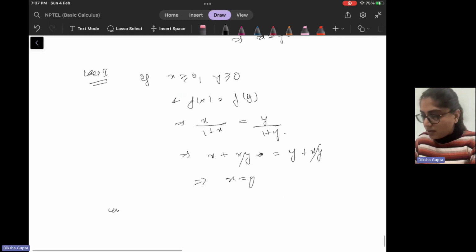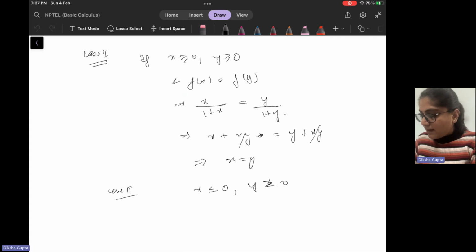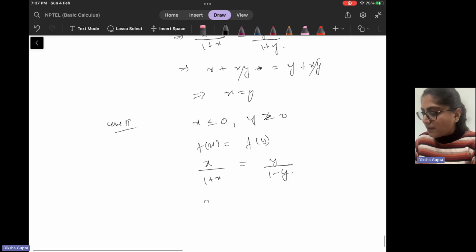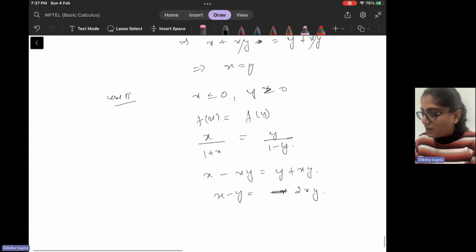Case 2: when x is greater than or equal to 0 and y is less than 0, and f(x) equals f(y). First of all, x cannot be equal to y, right? Because x is positive, y is negative. But in fact, f(x) will not be equal to f(y), because if y is negative, then x minus xy equals y plus xy, which implies x minus y equals 2xy, right?